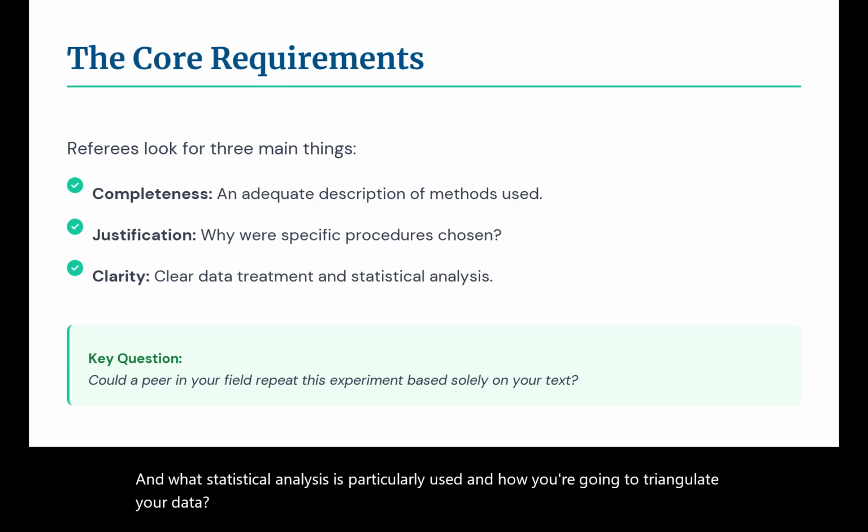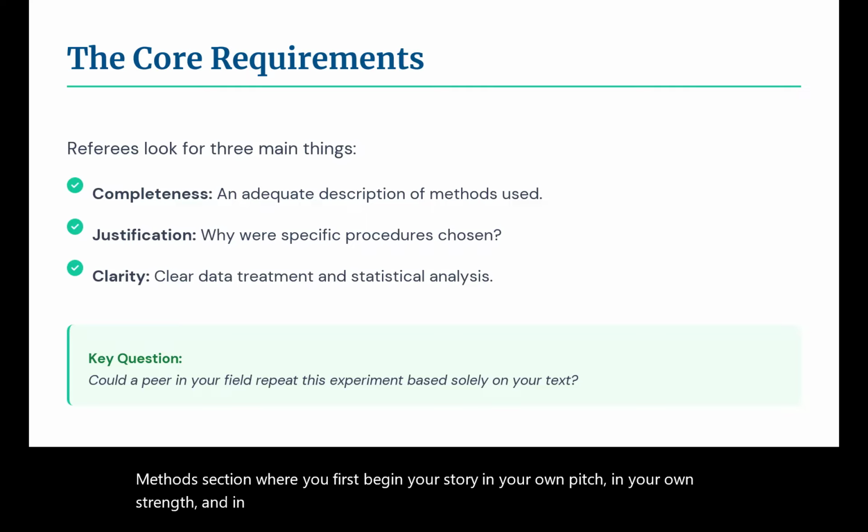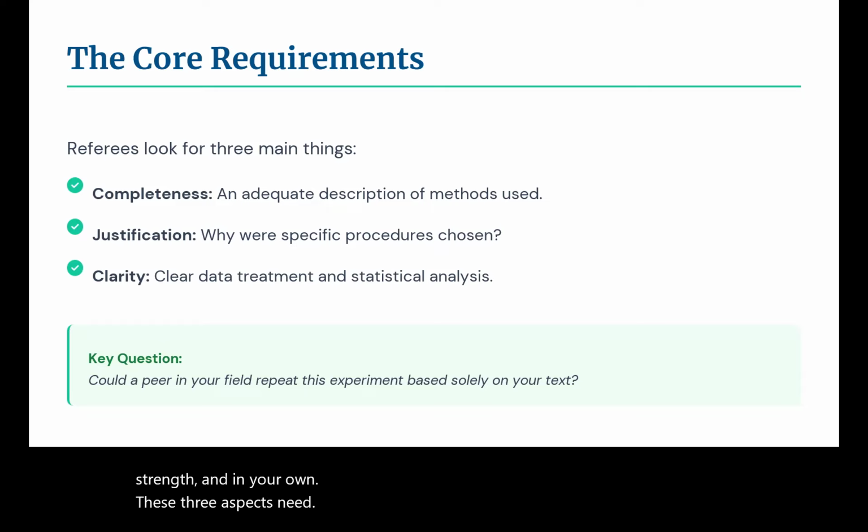So remember, the method section is where you first begin your story in your own pitch, in your own strength, and in your own narrative. These three aspects need clear emphasis. Look at the key question that I have highlighted down there. Could a peer in your field repeat this experiment based solely on your text?